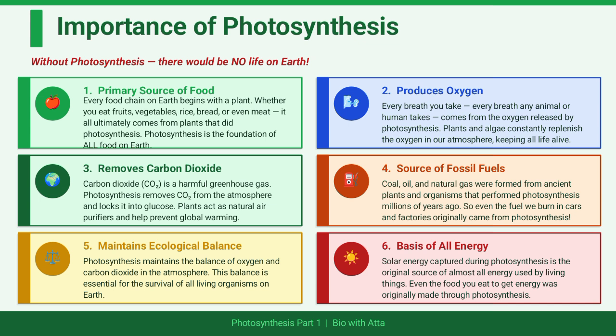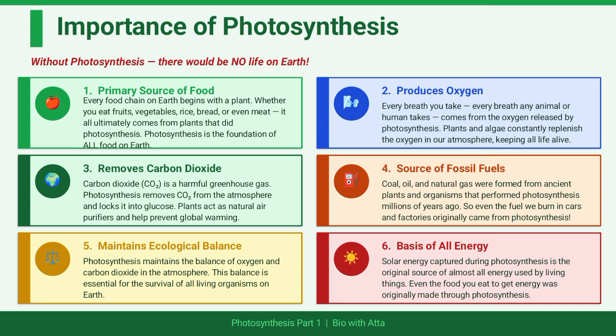Number 2. Photosynthesis produces oxygen. Every breath you take, every breath any animal takes comes from the oxygen released by photosynthesis. Plants are literally keeping us alive with every breath. Number 3. Photosynthesis removes carbon dioxide from the atmosphere. Carbon dioxide is a greenhouse gas. Plants absorb it and help keep our planet cool and balanced.